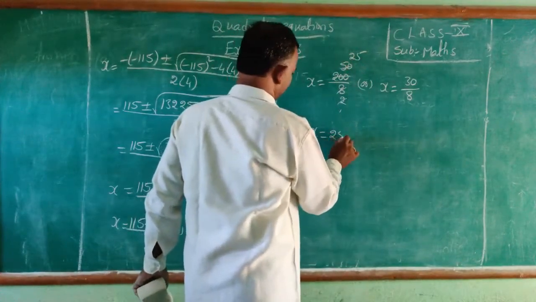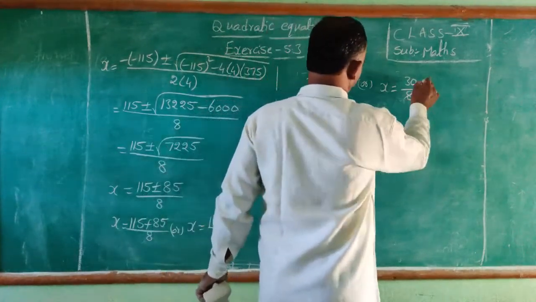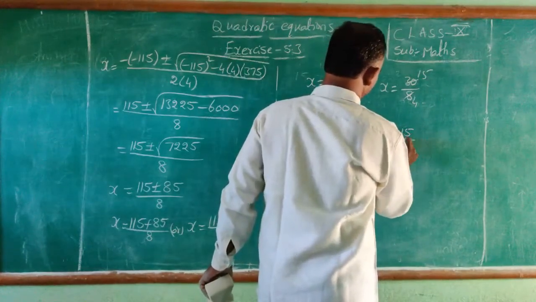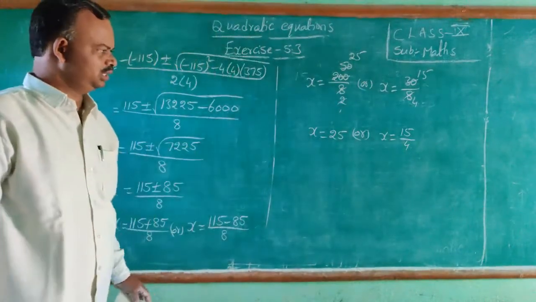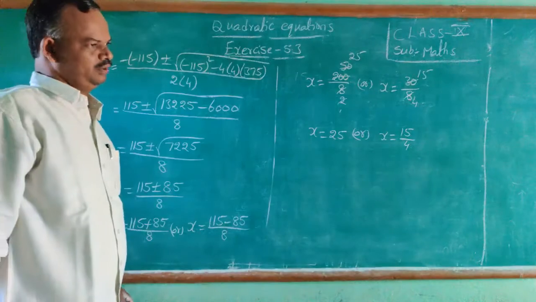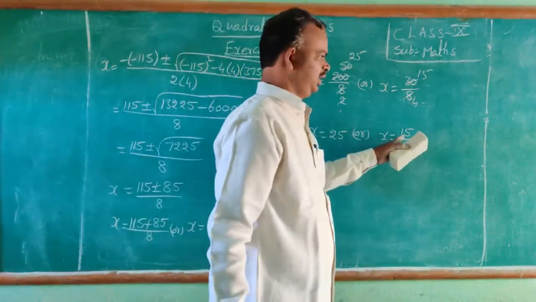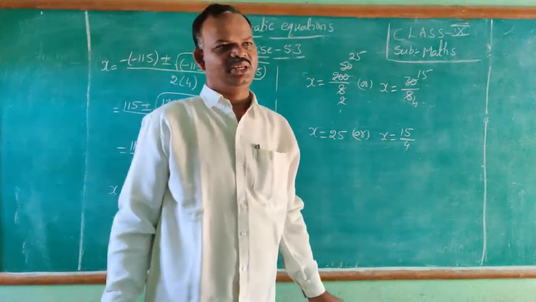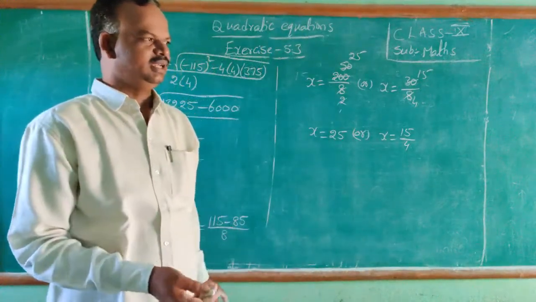x is equal to 25, or x is equal to 15 by 4. 15 by 4 means it is nearly 3 point something, 3.75 hours. x means we are taking the larger diameter tap to fill the tank in hours.